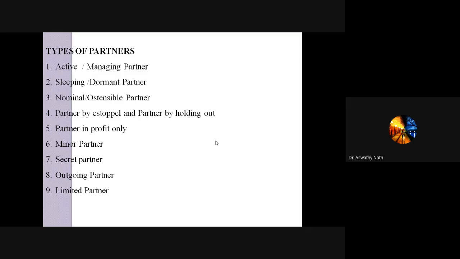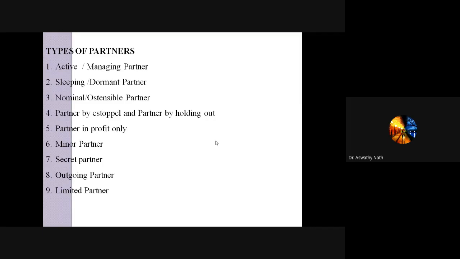Okay, so in the case of an active partner, if he wants to retire, he has to give a public notice. But in the case of a sleeping partner, he does not require to give any public notice for his retirement. He is only contributing the share capital, and also he is getting the share of profit or losses, whatever may be, from the business. And third type of partner is nominal partner or ostensible partner.